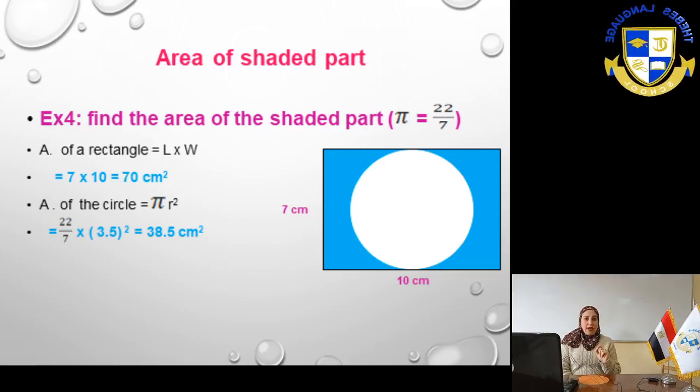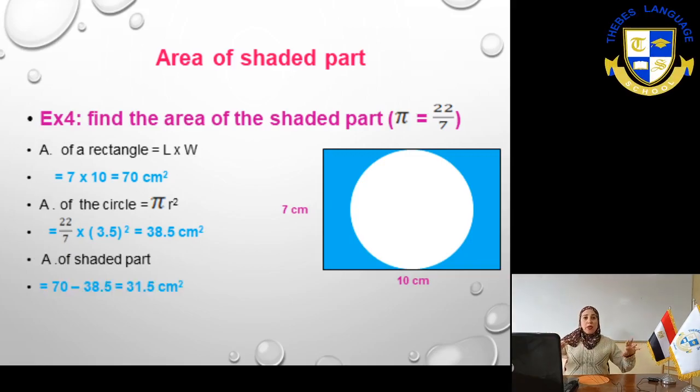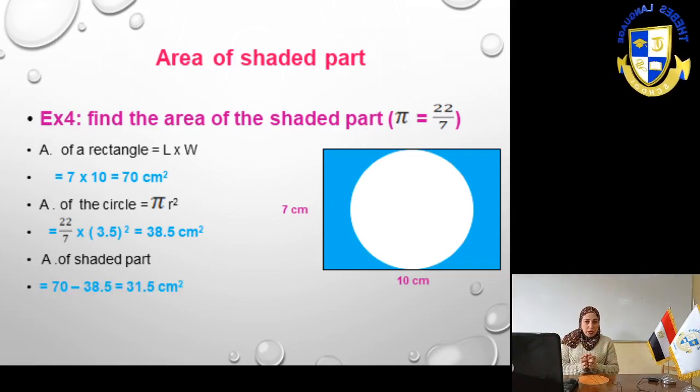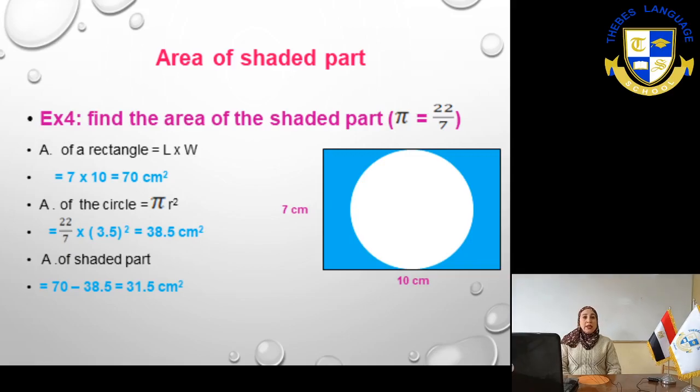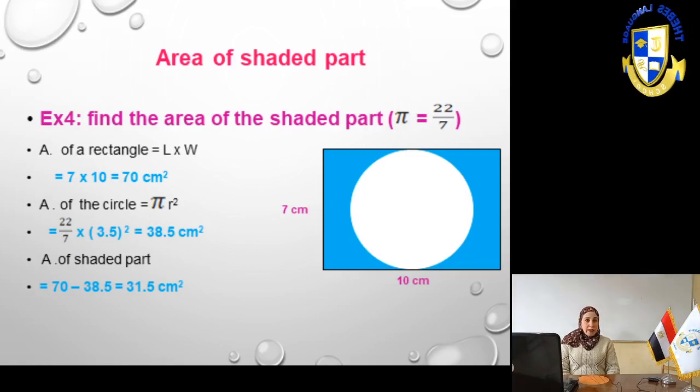It will be 3.5. Now I'll start to calculate the area of the circle. Area of the circle equals pi r power 2, equals 22 over 7 multiplied by 3.5 to the power 2, equals 38.5 centimeters squared. Now I have the area of the greater shape and the area of the smaller shape. Just subtract them to have the area of the shaded part. So area of shaded part will be 70 minus 38.5 equals 31.5 centimeters squared.